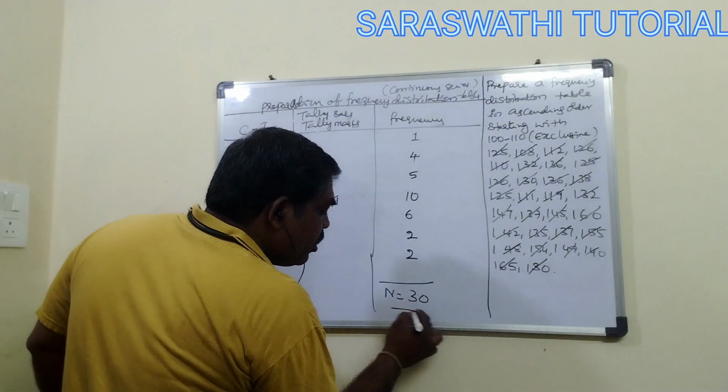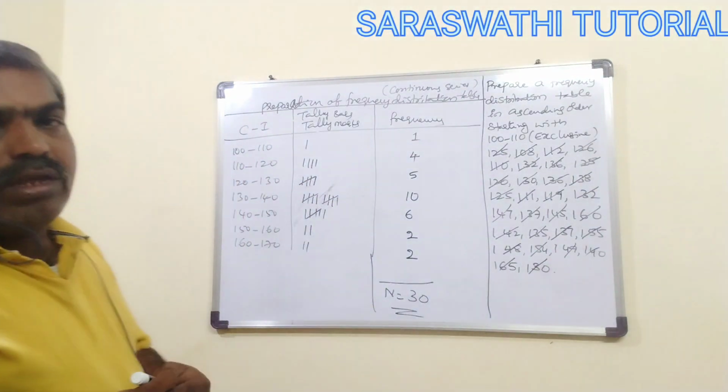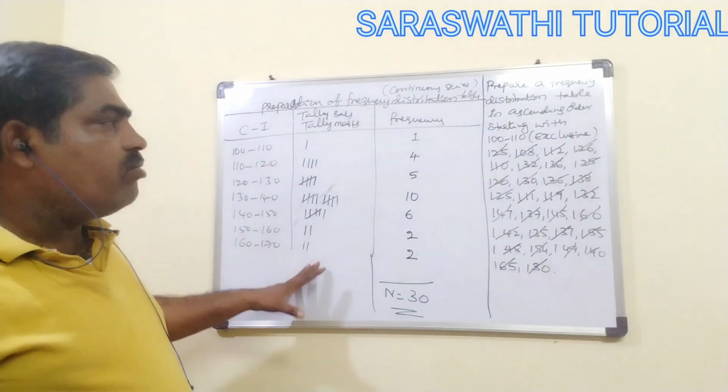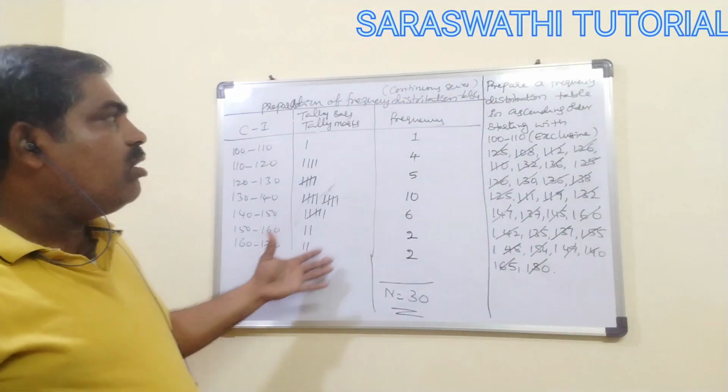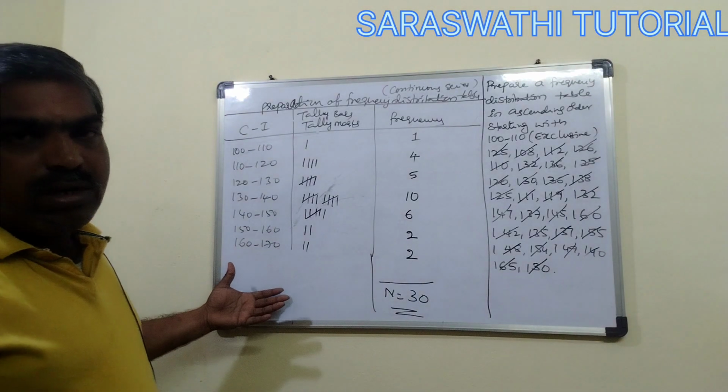Total how many observations are there? Total frequency. So we arranged this from individual to continuous frequency distribution table.